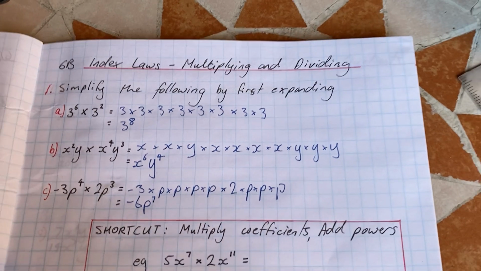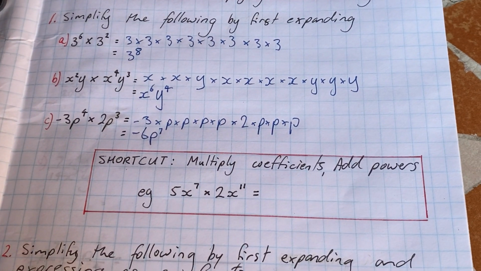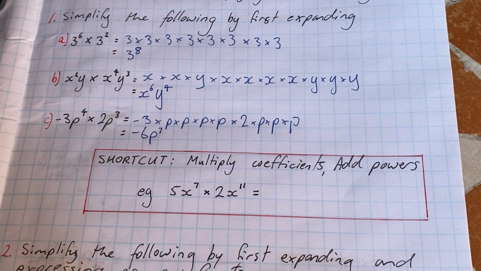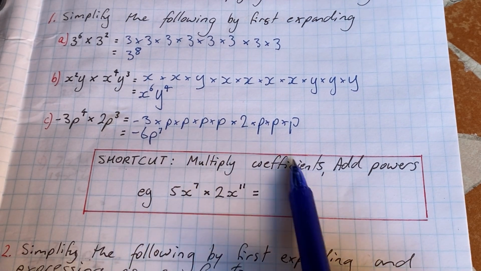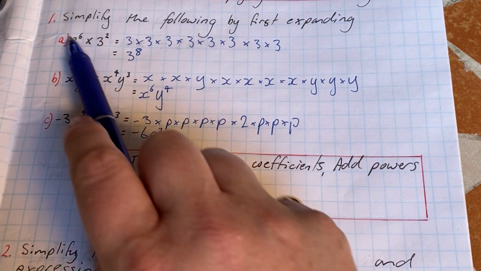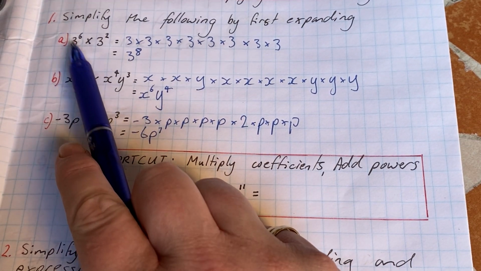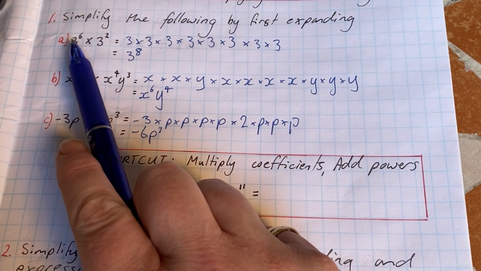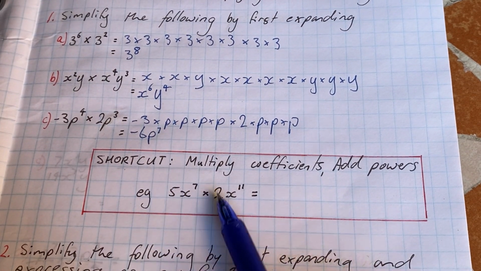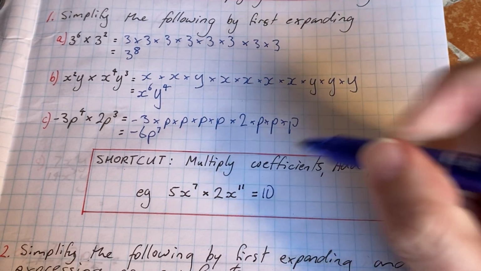So what you're going to notice here is a bit of a shortcut. But if the question asks you to do it by expanding first, I really want you to do that. The more you expand it first, the more you'll really understand this shortcut. So the shortcut is that you multiply the coefficients. So -3 times 2 is -6. These ones did not have coefficients. Remember, these 3's are bases, not coefficients. So you multiply any coefficients. So 5 times 2 is 10.